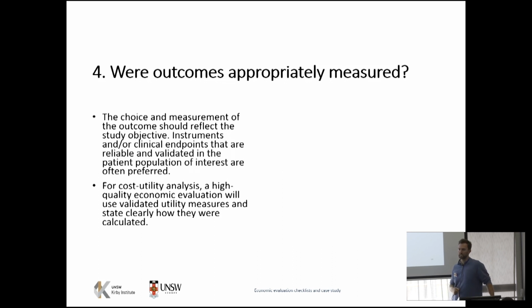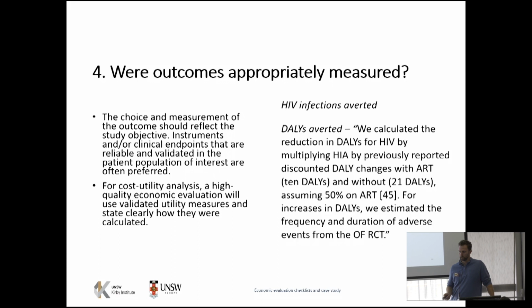Yeah, DALYs. So HIV infections averted, which I think is appropriate, and also DALYs. And they also talked about how they calculated DALYs, which is fairly crude. So we calculated the reduction in DALYs for HIV by multiplying HIV infections averted by previously reported discounted DALY changes with ART and without. So they assumed that with ART you would avert 10 DALYs, without you would avert 21 DALYs.